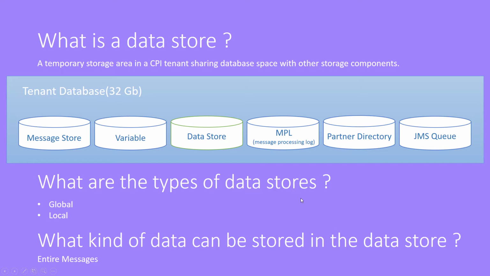What are the types of data stores? We have global and local. Local data stores are restricted to the iFlows they are created in, while global data stores can be used by different iFlows in a tenant. What kind of data can be stored in a data store? A data store usually stores entire messages.